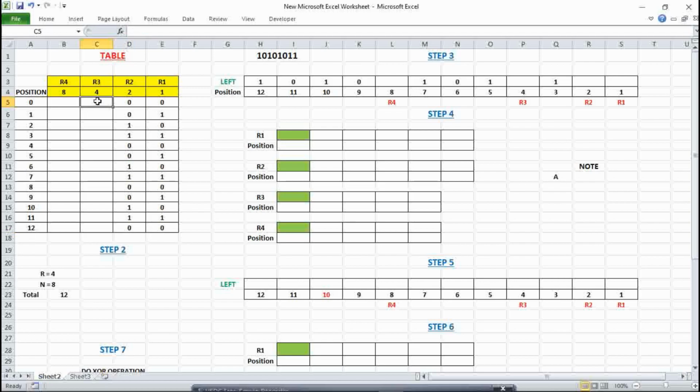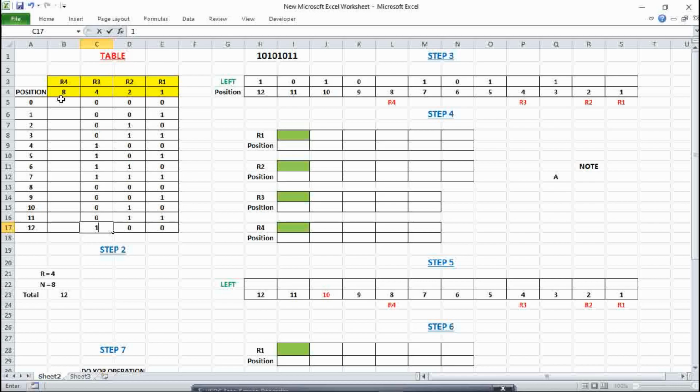Now come to R3, which will have a pattern of 4 times 0, 4 times 1. 0, 0, 0. Remember, you need to start from 0 only. 0, 1, 1, 1, 1, 0, 0, 0, 0 and 1.